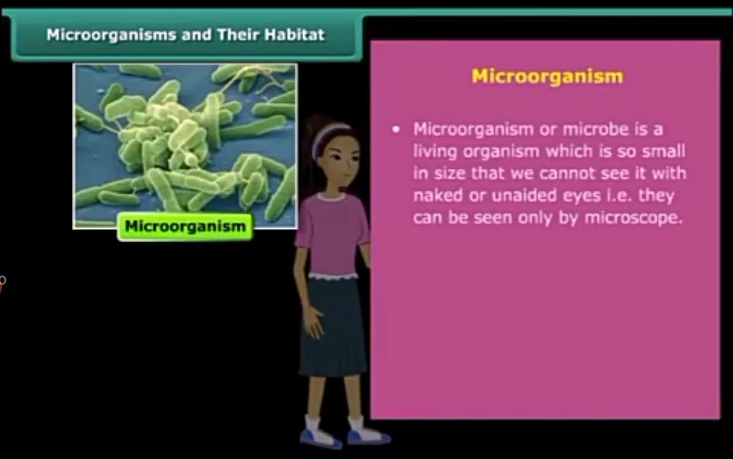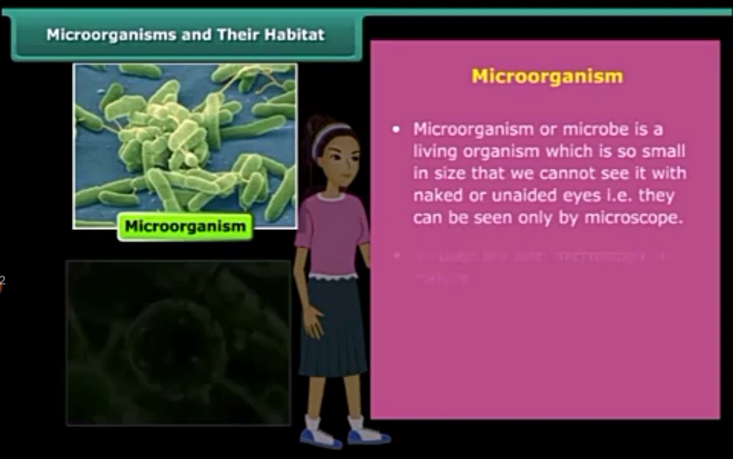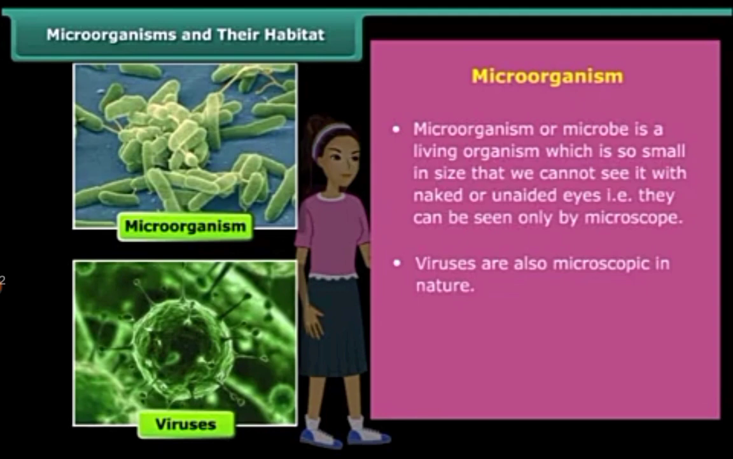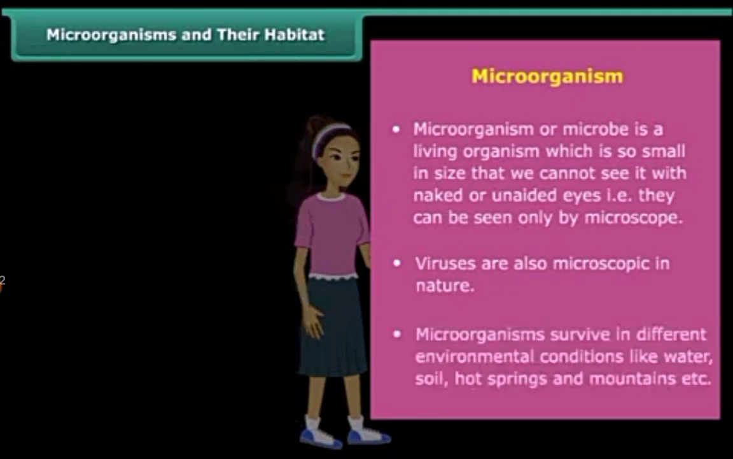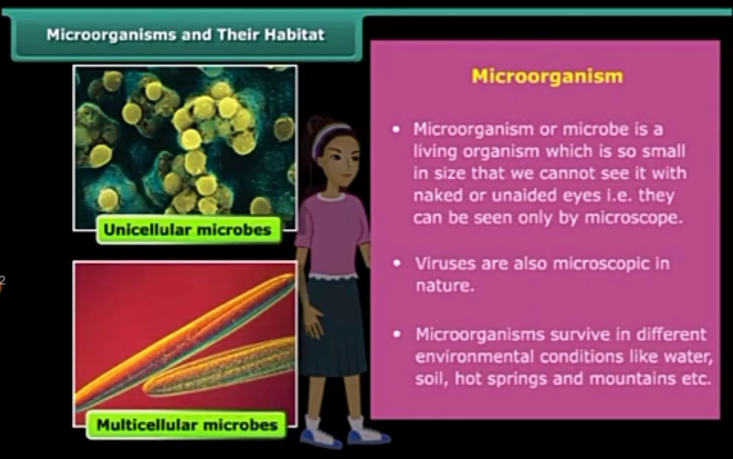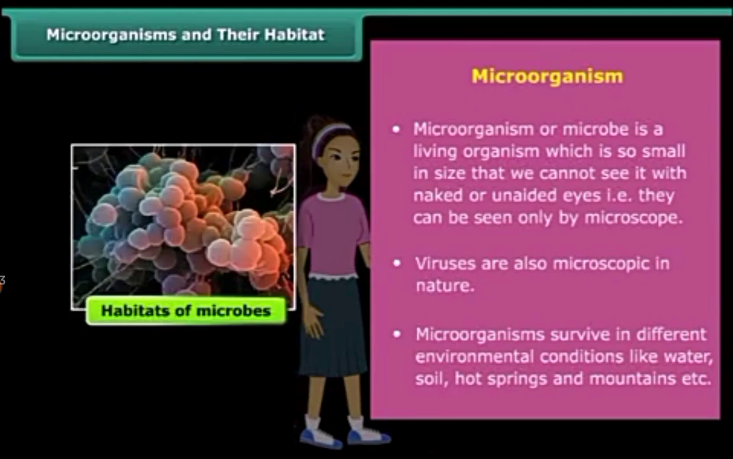A microorganism or microbe is so small in size that we cannot see it with naked or unaided eyes. They are broadly classified into four major groups: bacteria, fungi, protozoa, and algae. Viruses are also microscopic. Microorganisms can survive in different environmental conditions.